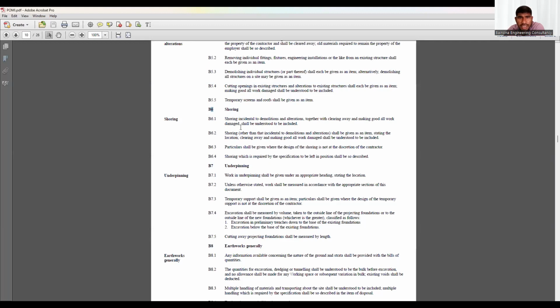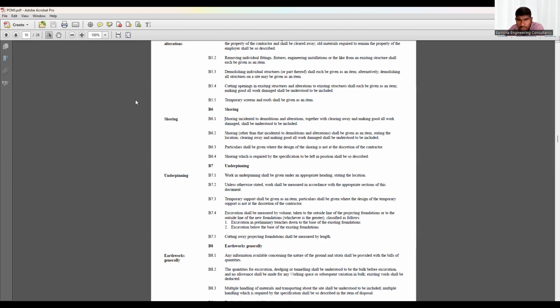They said shoring, incidental to demolition and alteration, together with clearing away and making good, all work damage shall be understood as included. This is kind of a temporary shoring thing. So what they are telling is casting the shoring, removing the shoring, clearing the site and making good, and including all the damages shall be included in the unit rate of the shoring.